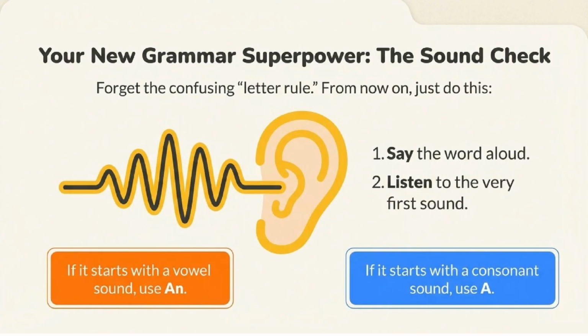Your new grammar superpower is the sound check. Forget the confusing letter rule. Simply say the word aloud and listen to the very first sound. If it's a vowel sound, use an. If it's a consonant sound, use a.